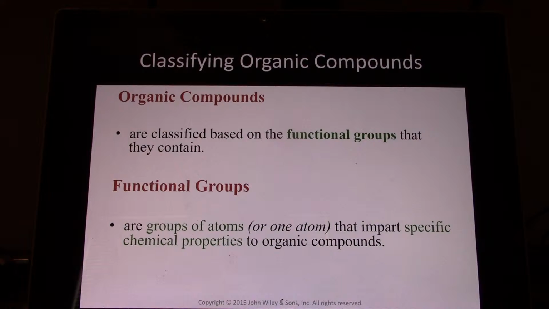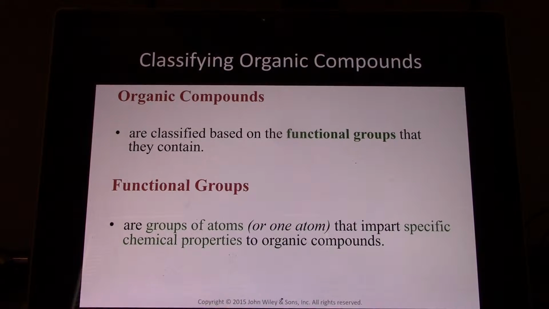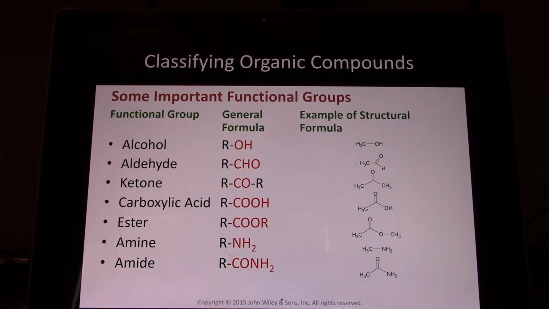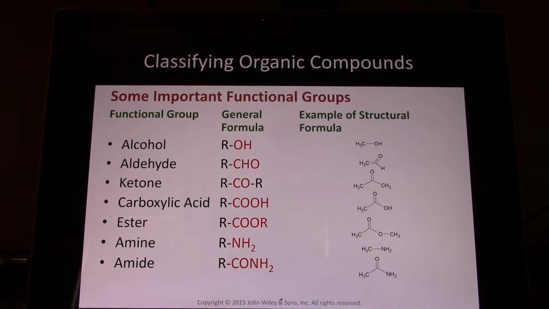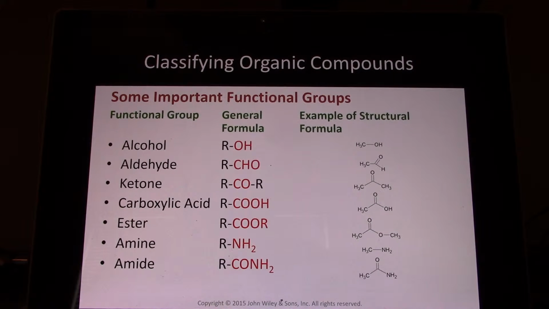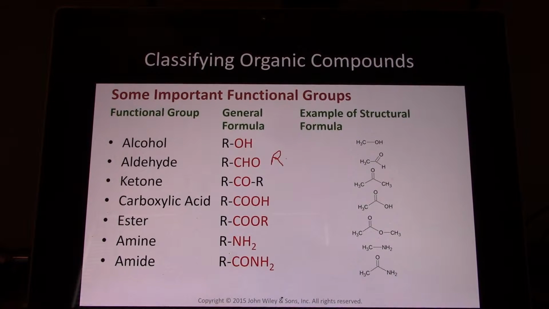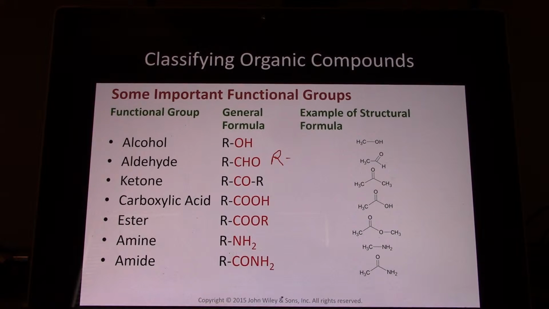Organic compounds are classified based on the functional groups they contain. And functional groups are all the atoms that are not carbon or hydrogen. So we have alcohols, that's an OH there. Aldehydes, you have R dash, and it looks just like that. R is like X in algebra. It's just a variable that means any organic molecule. And for an aldehyde, you have a terminal carbonyl group.